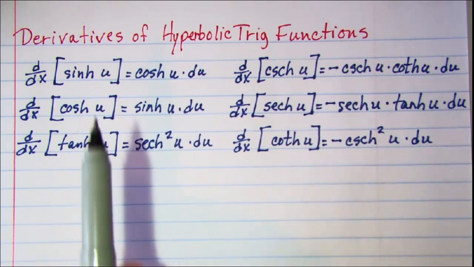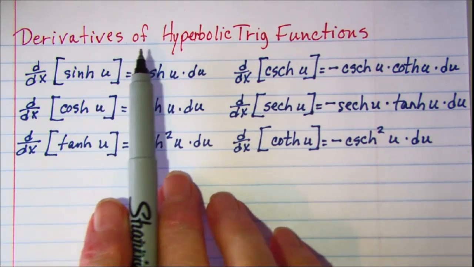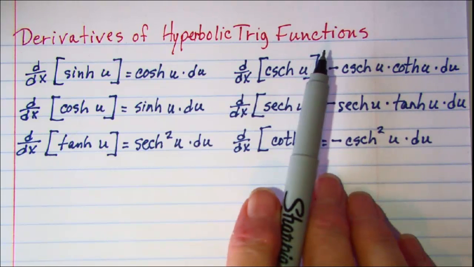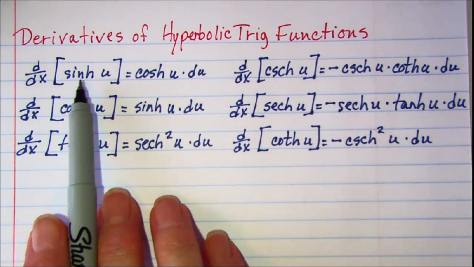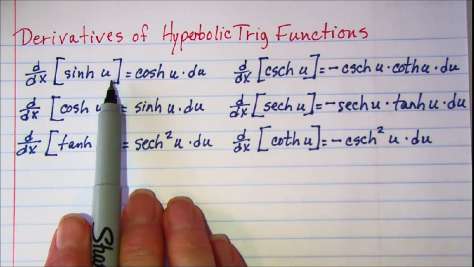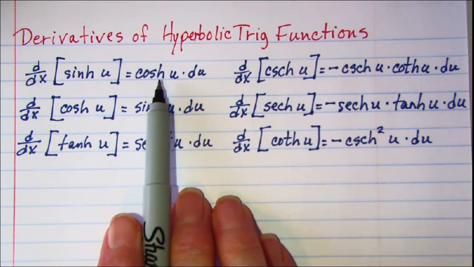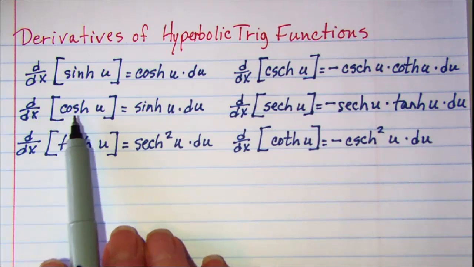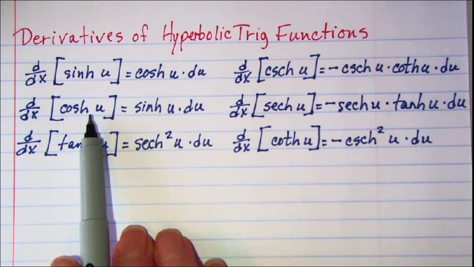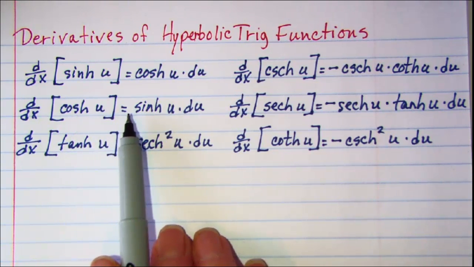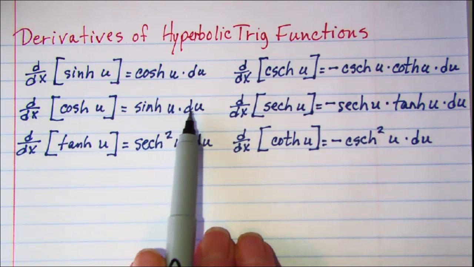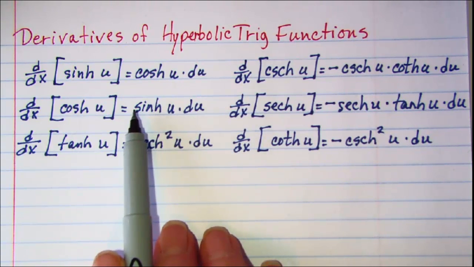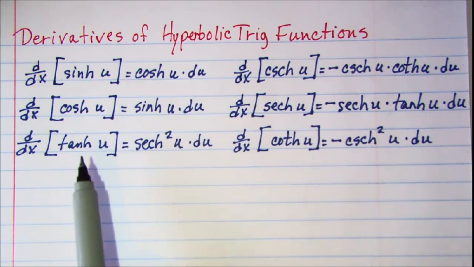In this video, we'll be looking at derivatives of hyperbolic trig functions. The derivative of the hyperbolic sine of u is the hyperbolic cosine of u du. The derivative of the hyperbolic cosine of u is the hyperbolic sine of u du. And notice that this is not a negative. We'll do a short proof of that in a minute.